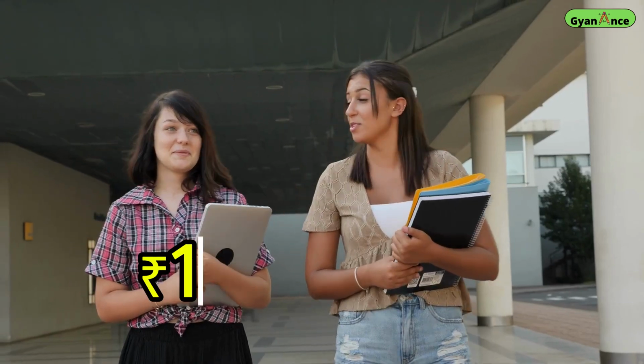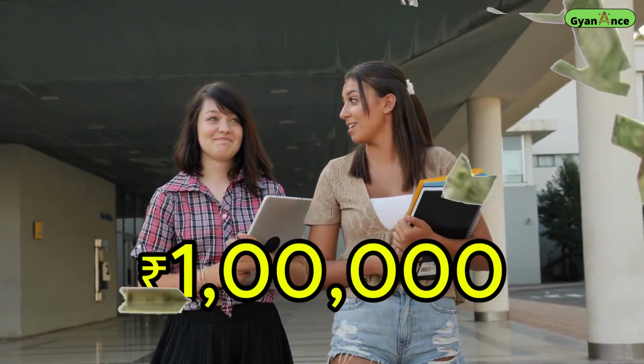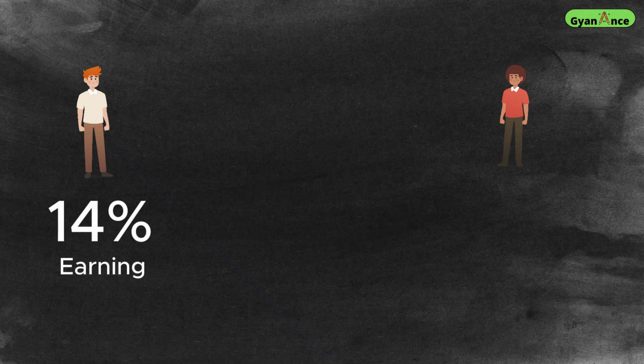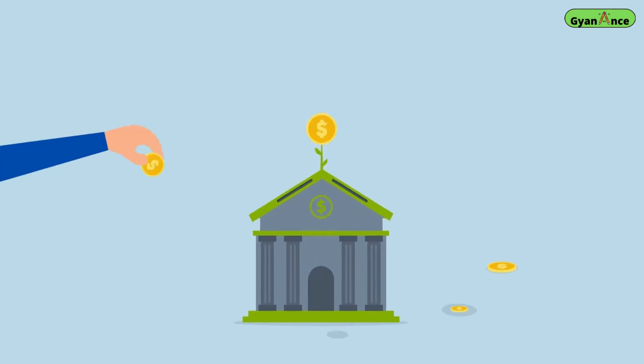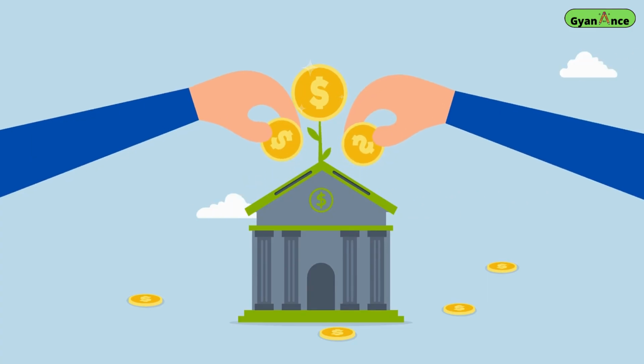Two friends invested 1 lakh rupees each in mutual funds. One earned 14% and the other barely made 8%. Both chose top rated funds. So what went wrong? The difference wasn't the fund, it was how they picked it.